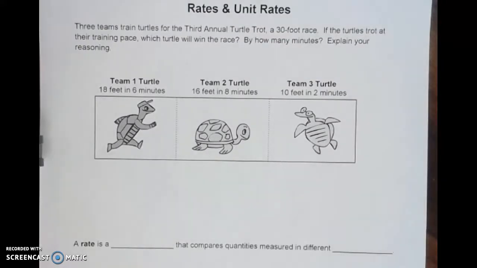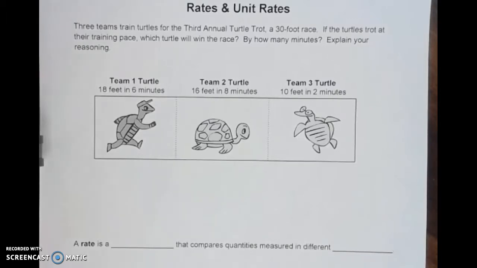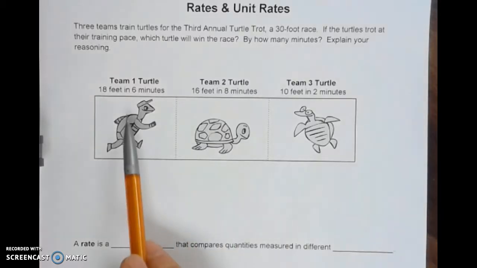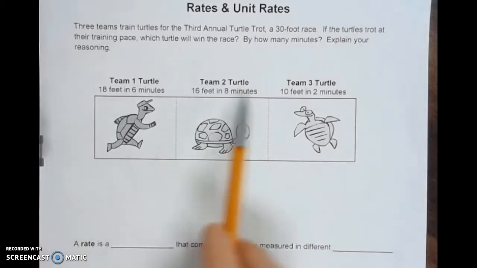In our lesson today, we're going to have an introduction to rates and unit rates. And to help us investigate rates and unit rates, we're going to look at three different turtles here. Three teams train turtles for the third annual turtle trot, which is a 30-foot race. If the turtles trot at their training pace, which turtle will win the race, and by how many minutes? And explain your reasoning.